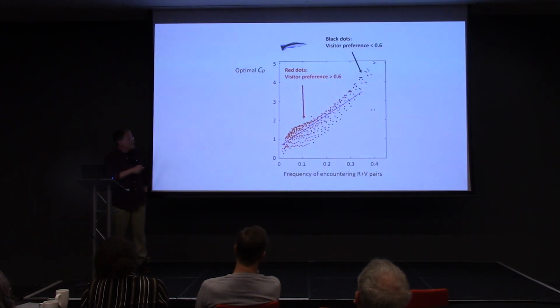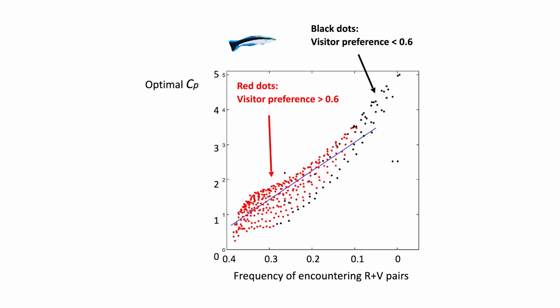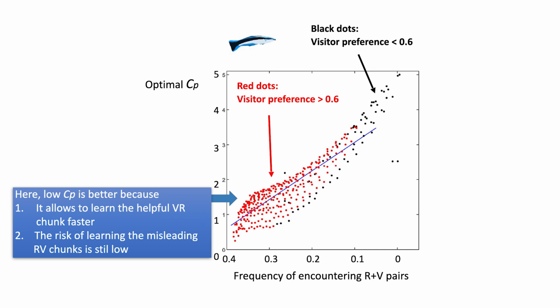Another way to put it is to take all these optimal chunking parameters and plot them against the frequency of encountering resident and visitor pairs. You can see that on the left side, where the frequency of encountering resident and visitor together is low, a low chunking parameter is better, like a low threshold, because it allows learning the helpful VR chunk faster, and the risk of learning the misleading chunk, the risk of overchunking, is still low. So it is adaptive to chunk very quickly.